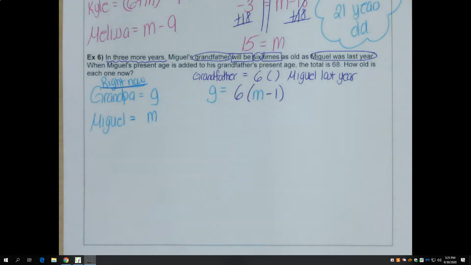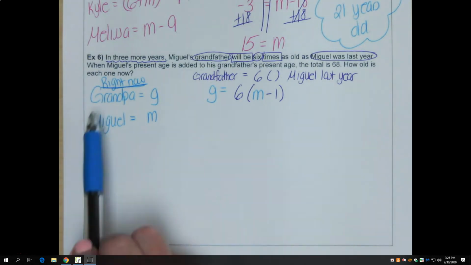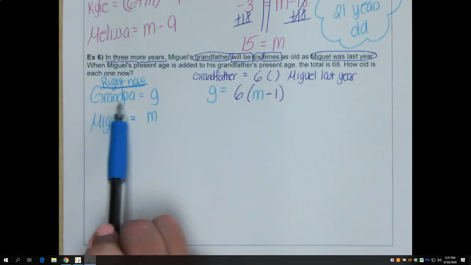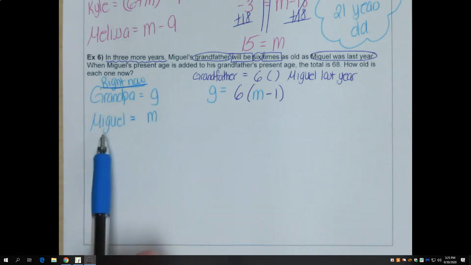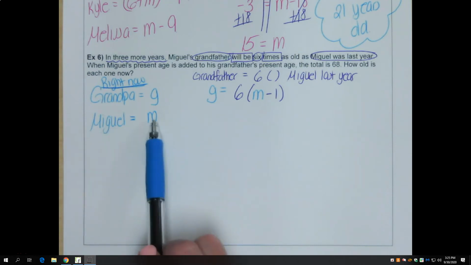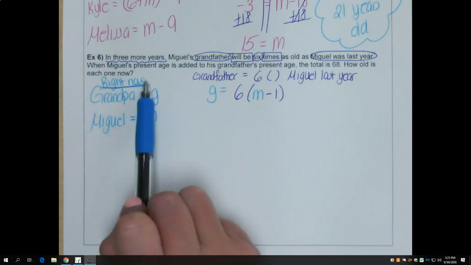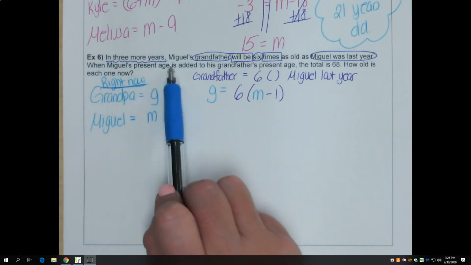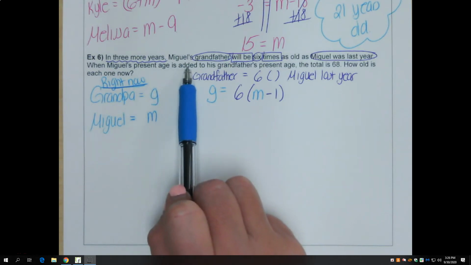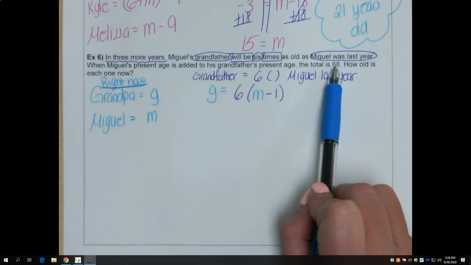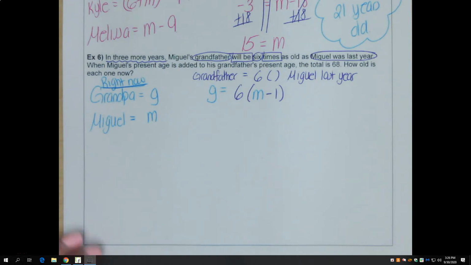Since I don't know how old the grandfather or Miguel are, I'm going to let the grandfather be represented by the letter G, and I'm going to let Miguel be represented by the letter M. Okay, I know that when Miguel's present age, and again, this is how old they are right now, and the grandfather's present age are added together, the total is 68. So again, if I want to go through, I can box all that important information.